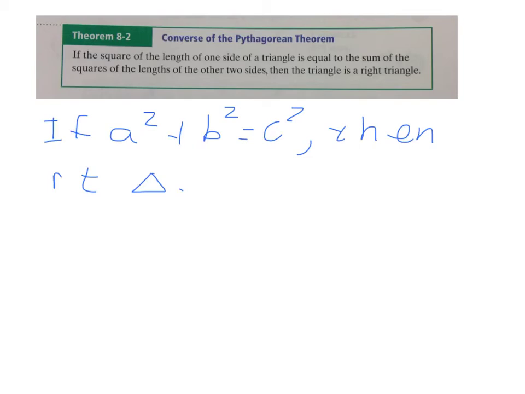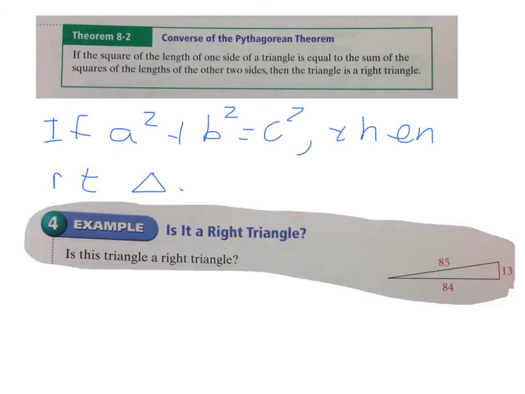So now, what do you think they're going to do? They're going to give us the length of the 3 sides, and say, is this a right triangle or not? Example 4 gives us a triangle that has legs of 13 and 84, and a hypotenuse of 85, and says, is this a right triangle? Well, how are we going to do it? We're going to do a squared plus b squared, and see if that equals c squared. And if it does, this must be a right triangle.